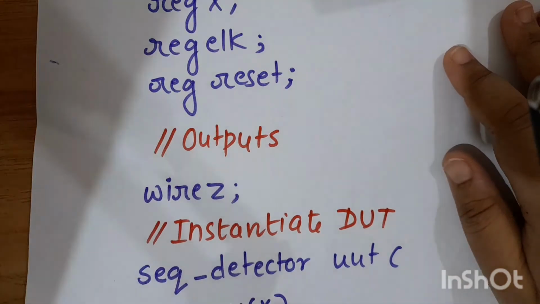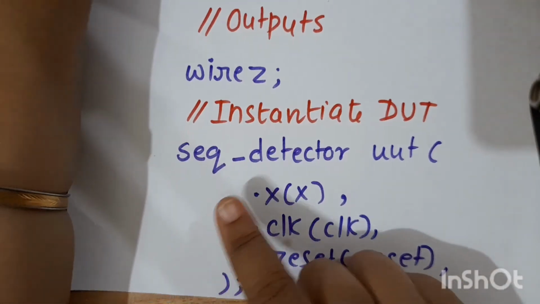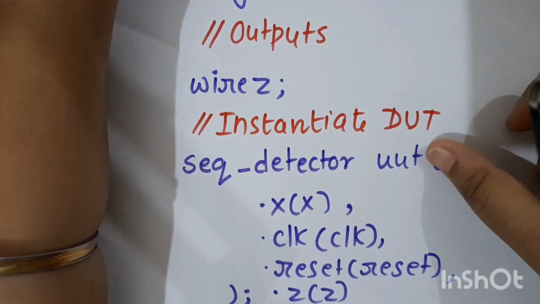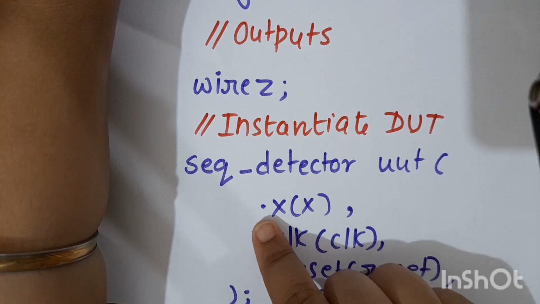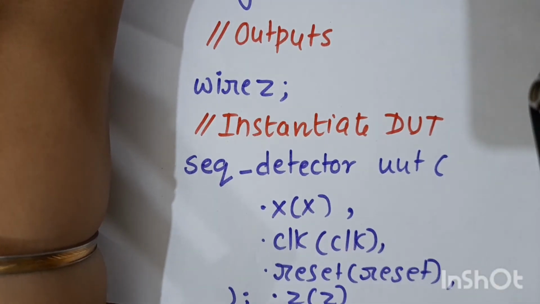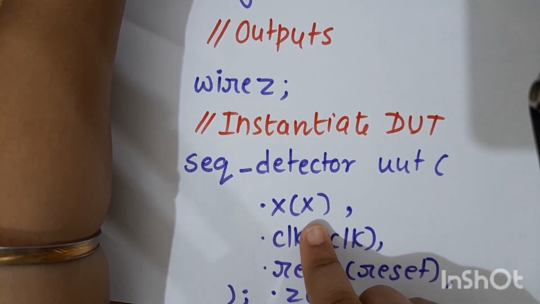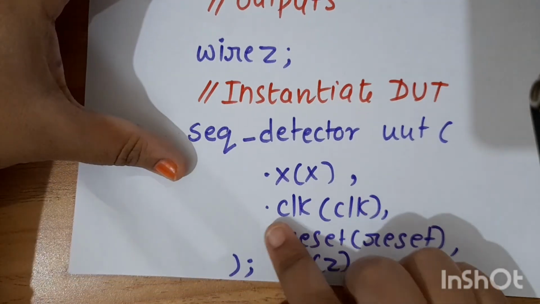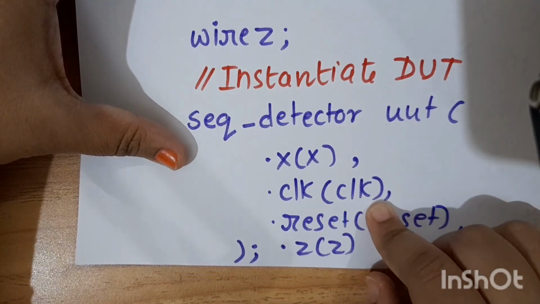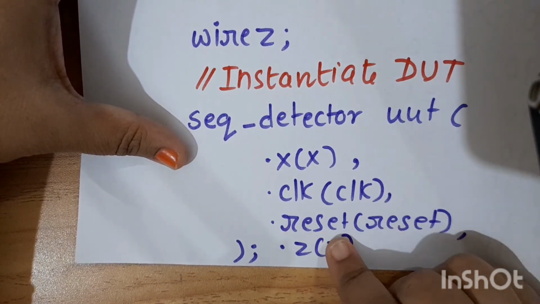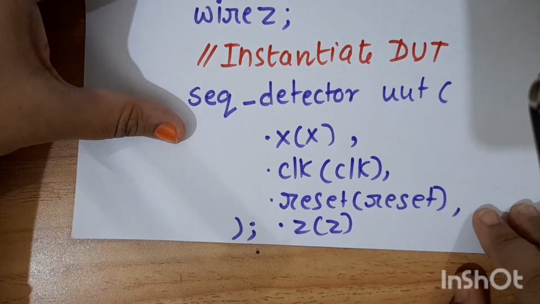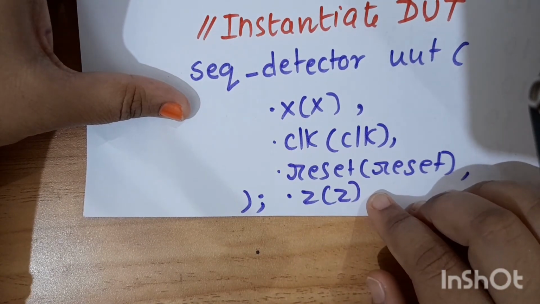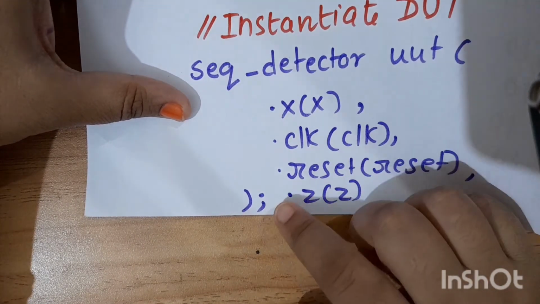Now I am going to instantiate the DUT. Sequence detector, the instance name is UUT. Now dot X, sequence detector dot X is tied to X here. Port connection is happening, comma. Dot clock connected to clock here in test bench, comma. Dot reset connected to reset here in the test bench, comma. Dot Z output is connected to Z in the test bench. Now close the bracket, semicolon.